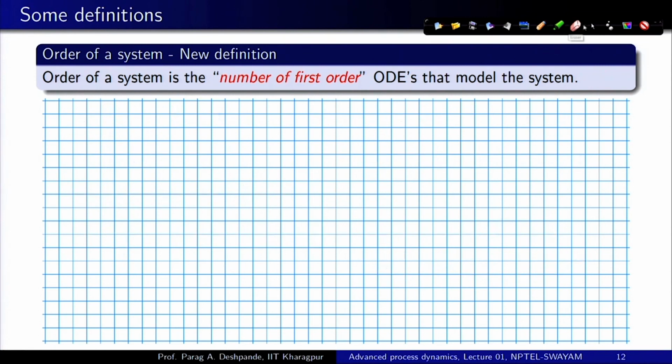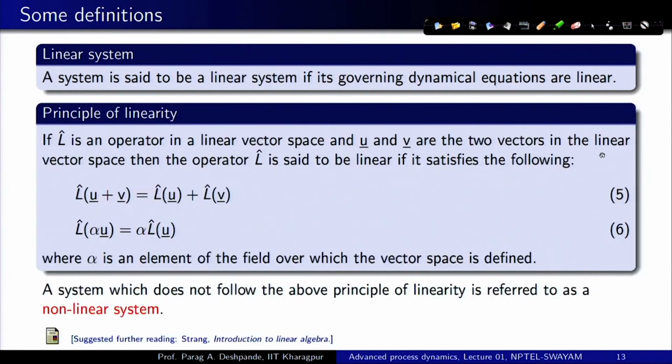Okay. So, now let us take one more concept and define what a linear system is. We would be dealing with linear as well as non-linear systems. We need to first define what a linear system is. A linear system is defined as the one whose governing dynamical equations are linear. Now, this is a very recursive definition. We are defining a linear system as a system whose dynamical equations are linear.